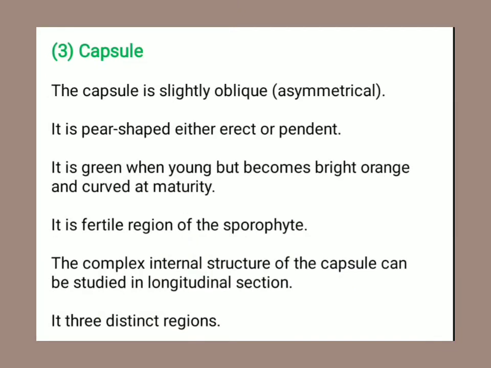Then the capsule is slightly oblique, meaning asymmetrical, and pear shaped, either erect or pendant. It is green when young, and then it develops a bright orange color and becomes curved at maturity. It is the fertile region of the sporophyte. The capsule is the fertile region of the sporophyte.